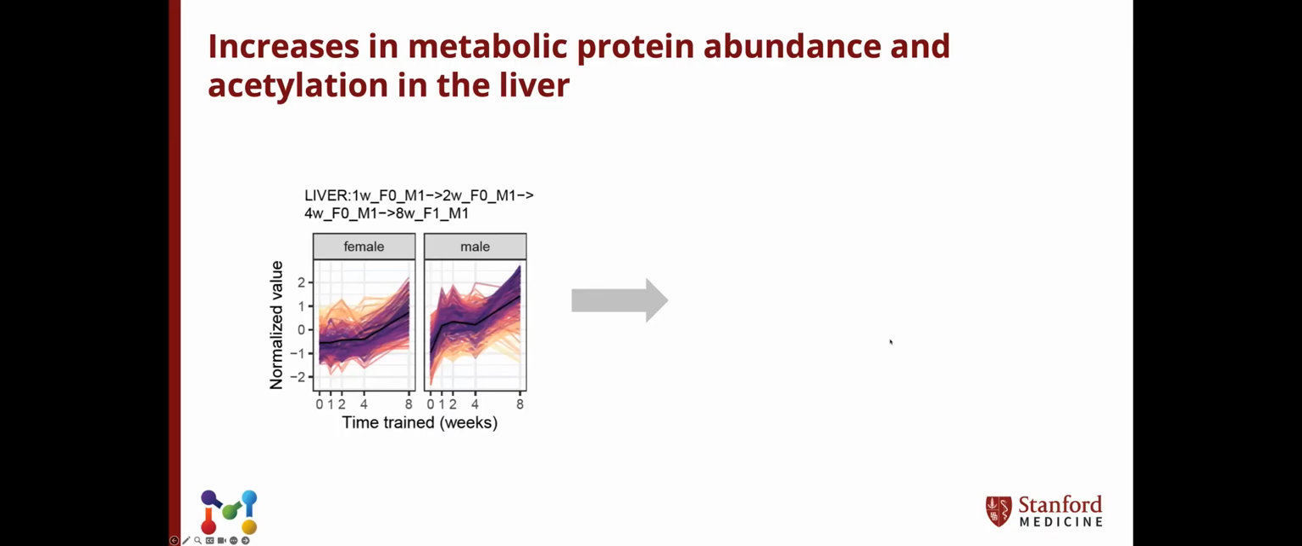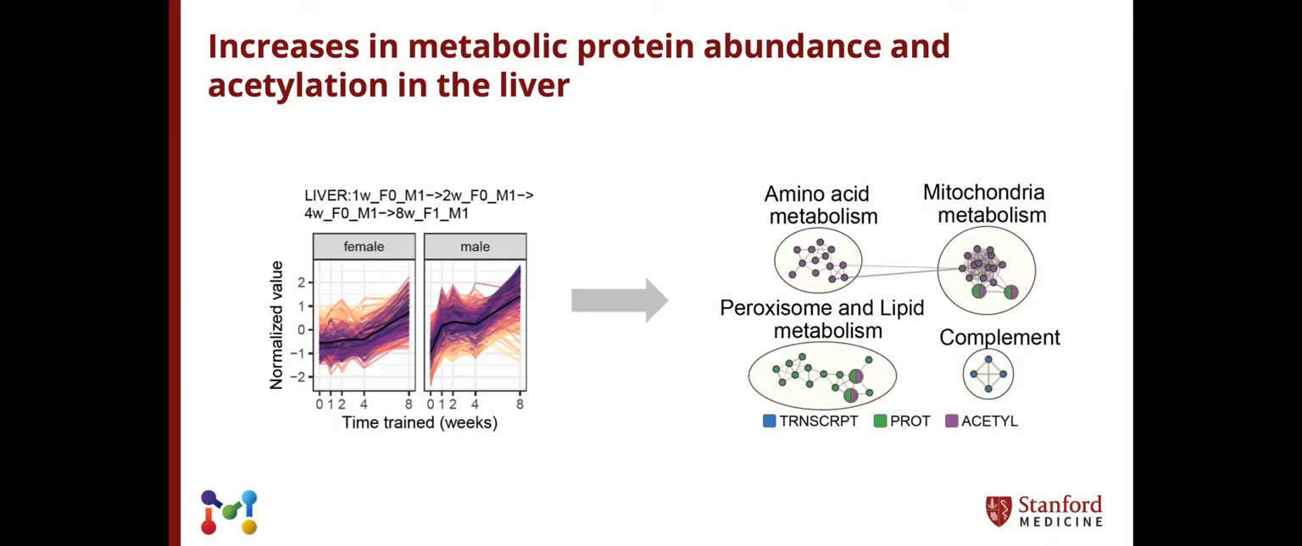So focusing in on the liver a little bit, this shows the largest trajectory in the liver, where we have an increase specifically in males up until 4 weeks, and then after 8 weeks in both males and females. So these plots have all of the individual analytes that follow this trajectory in them. And if we look at what pathways are enriched for the analytes that follow these trajectories, we see that this is largely associated with amino acid metabolism.